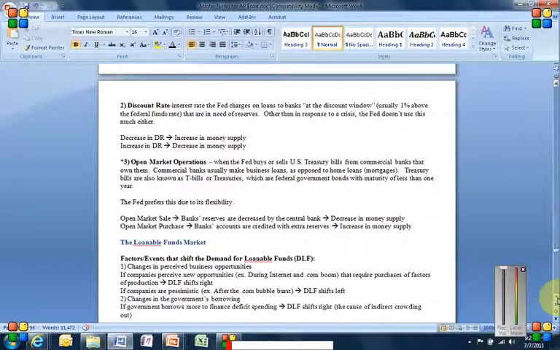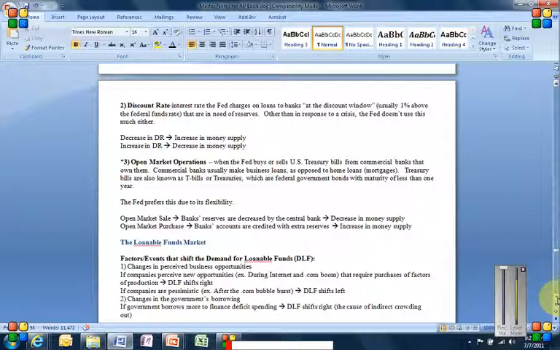Another tool is the discount rate. Now, this is a different rate than the federal funds rate. It's the interest rate that the Fed would charge on loans to banks at what they call the discount window. Usually it's 1% above the federal funds rate if a bank is in need of reserves to meet the reserve requirement.